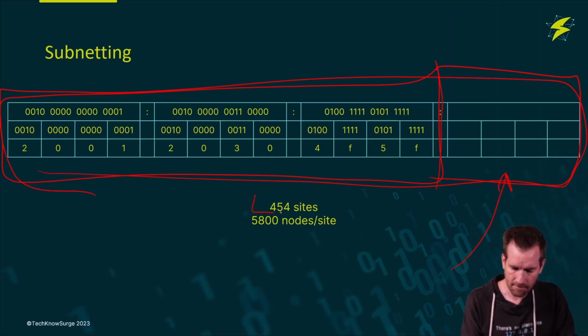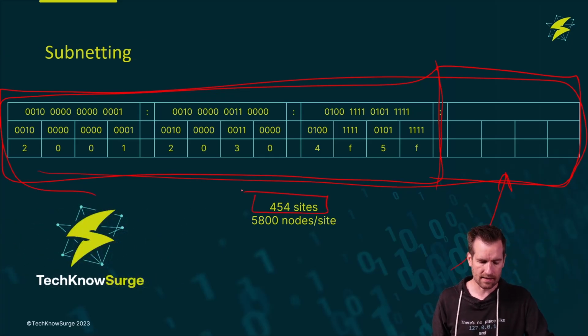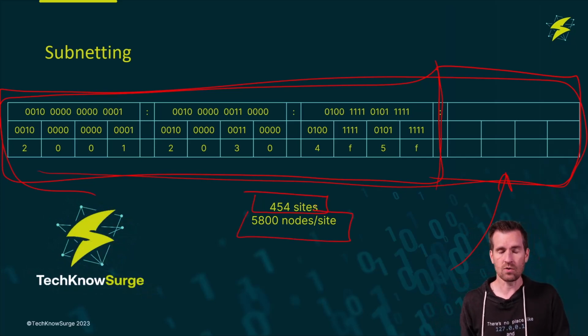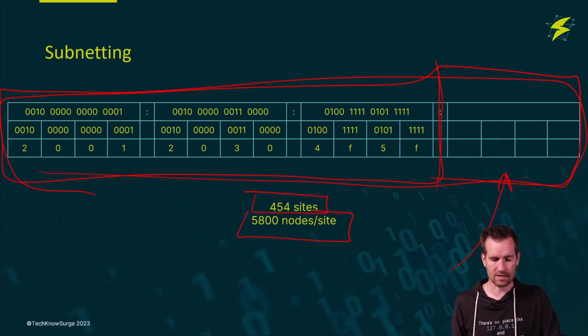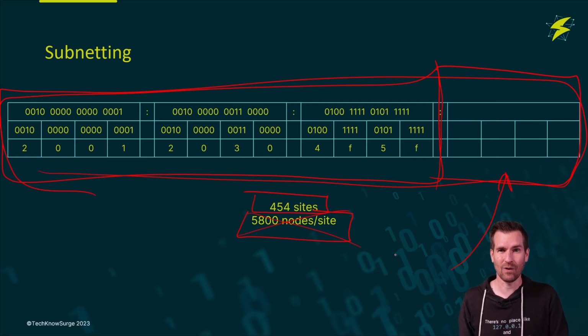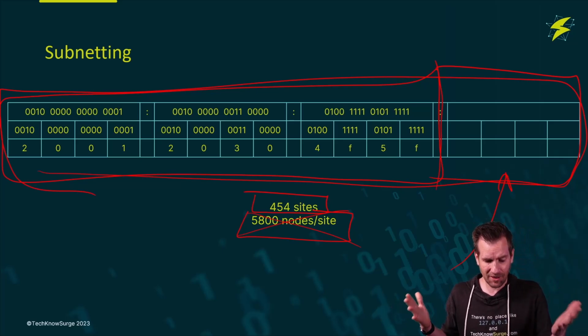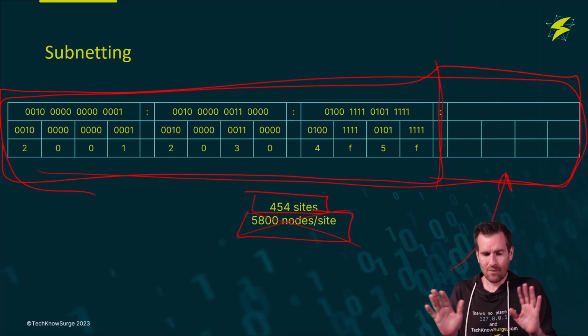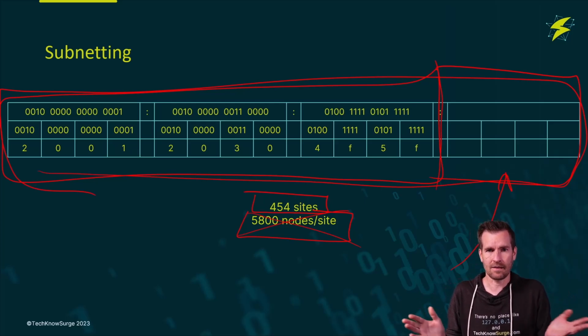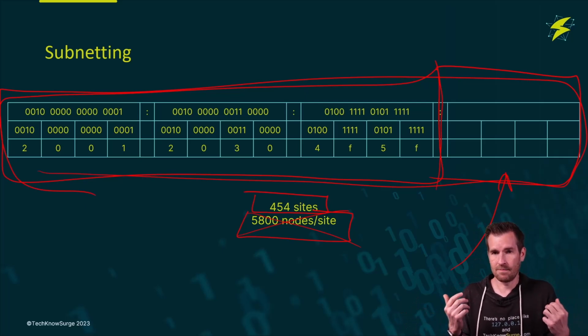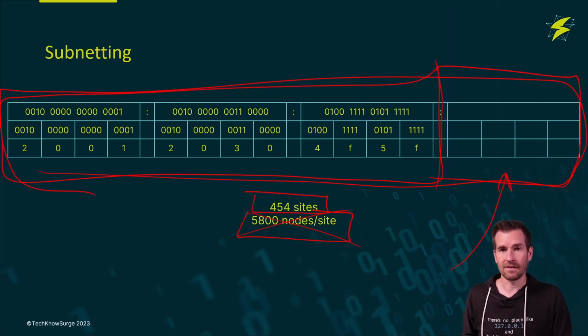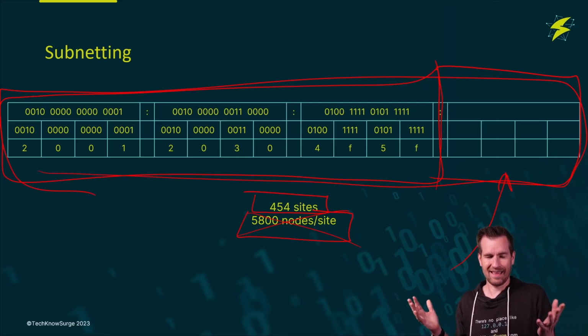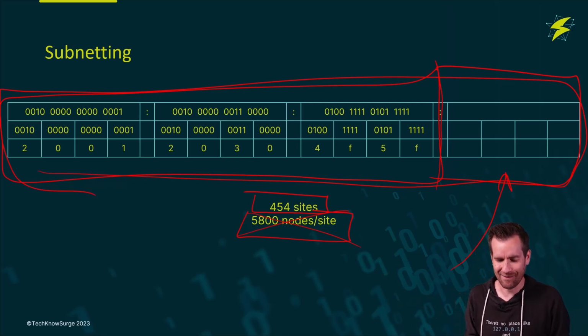As we see here, we have 454 sites with 5,800 nodes per site. So there's 5,800 endpoints at each one of these sites. First of all, this is really not important information at all. We can just ignore this part of it, because we've got 64 bits for the hosts. 5,800 nodes is nothing compared to the millions upon millions upon billions of possible hosts that we can have for these networks. So we really only need to worry about this 454.